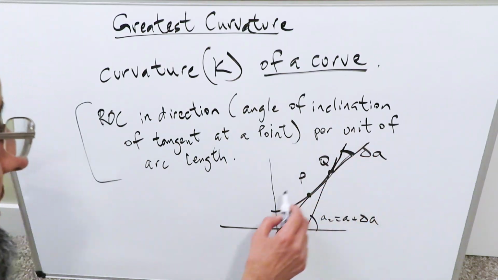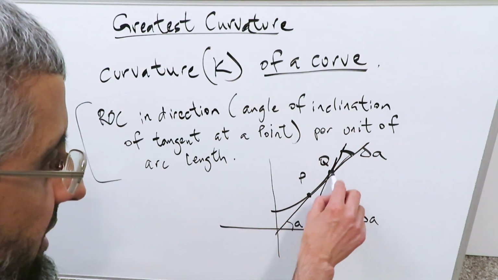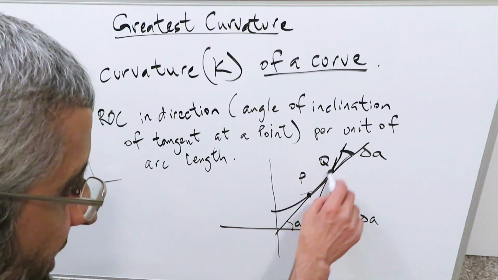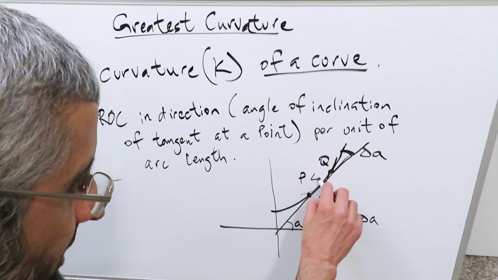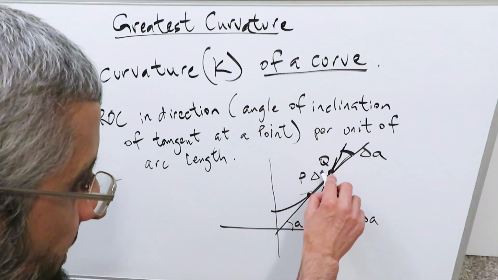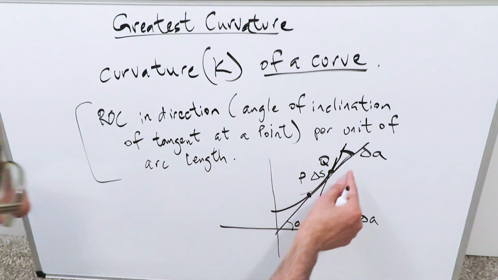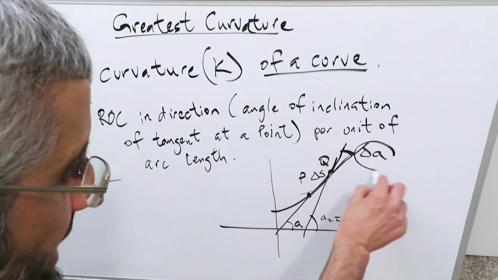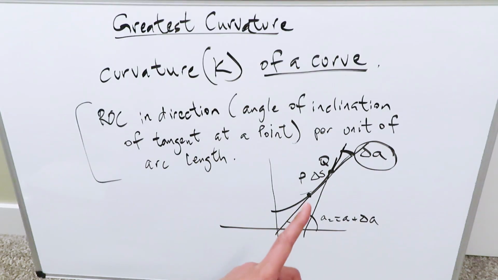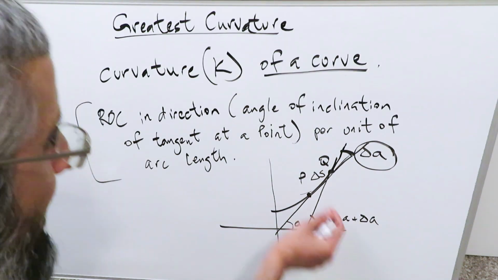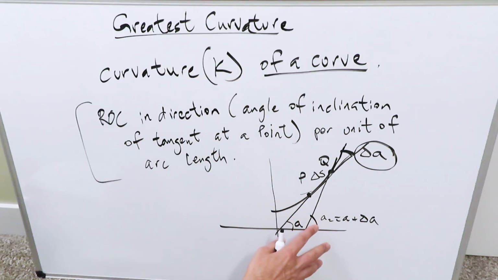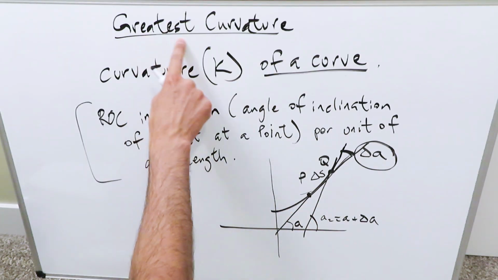What does this per unit of arc length mean? You're going from point P to point Q on a specific arc because this function is curved, and between P and Q, there's a certain delta S. That's your change in your arc length. Per unit of arc length, you have a specific change in that angle, and that change in angle is delta A with regards to two tangent lines you drew at two different points, P and Q. This helps you understand the formula which comes about for determining the greatest curvature.